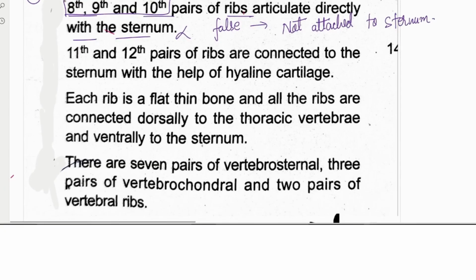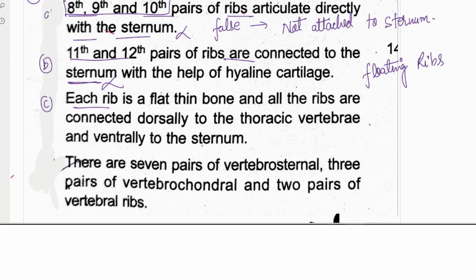Now the next is the 11th and 12th pair, which are actually the floating ribs. The last pair of ribs, the floating ribs, attach to the vertebral column but not to the sternum. They say these ribs are connected to the sternum, which is wrong, as we have seen they are not attached to the sternum. That is why they are floating ribs, so it is incorrect. Option number third is that each rib is a flat thin bone, and all the ribs are connected dorsally to the thoracic vertebra and ventrally to the sternum. So it is again wrong.